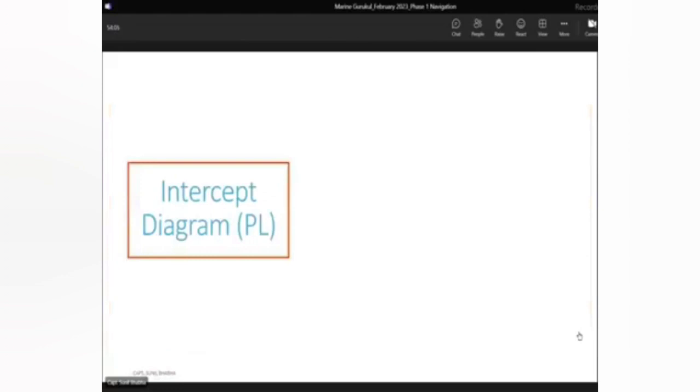Let's now see, once the direction and the intercept are obtained, how do we plot the PL? We use the DR position as our reference. So we have the DR latitude, which is plotted in the diagram now. We have the DR longitude, which is plotted as a vertical line. So this is our reference position, the DR position.